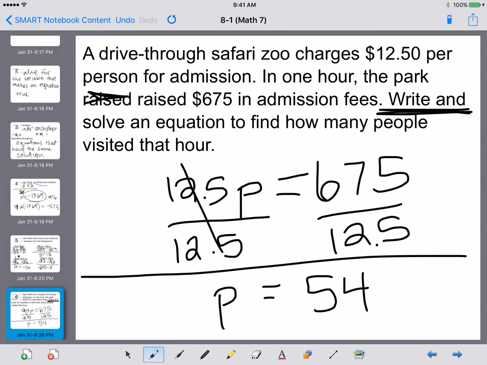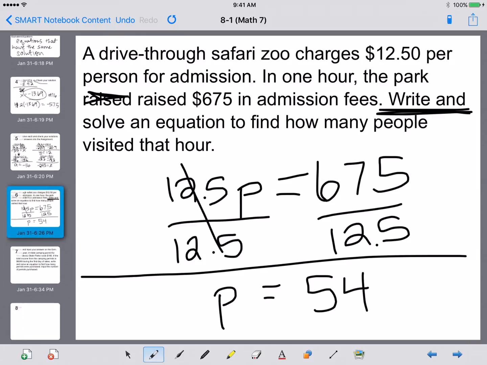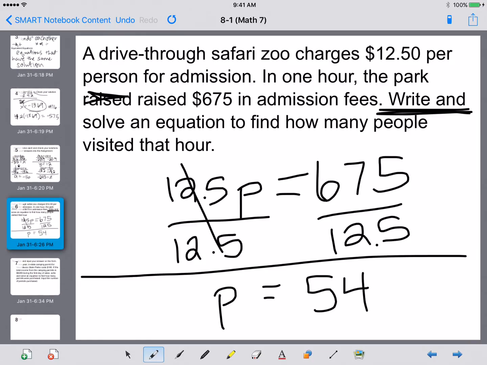So what that tells us is that 54 people went to that drive-through Safari Zoo in 1 hour. See, wasn't so bad. I didn't die. We all worked out.